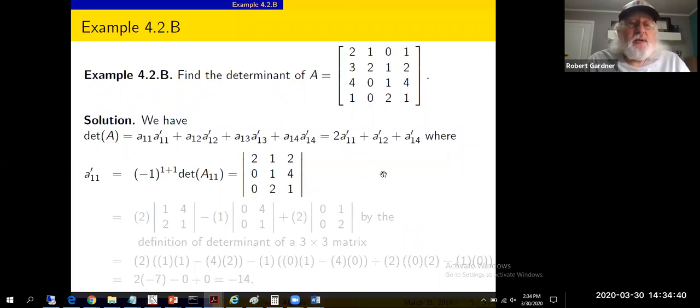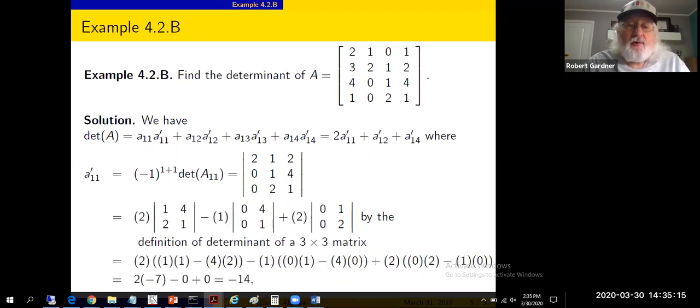Okay, so let's see. A11 prime, we'll take the 1,1 entry of matrix A, eliminate the row and column containing that entry, leaving us with this little 3x3 minor matrix. Here it is. We'll take the determinant of that minor matrix and multiply it by a power of -1. That power of -1 is the sum of the indices over here. 1 plus 1 is 2. -1 squared is +1. All we need is the determinant of that minor matrix. It's a 3x3 matrix. We got that covered.